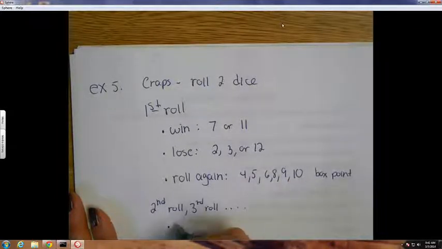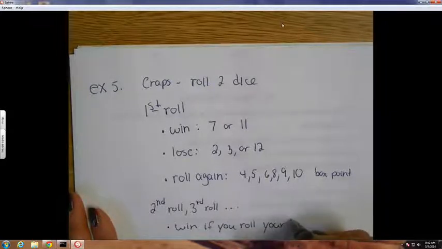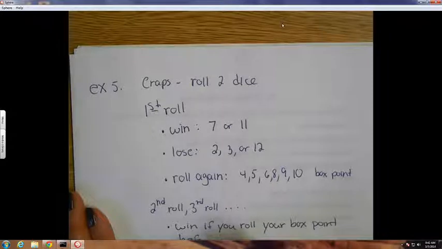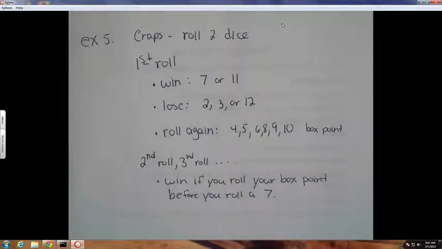You win if you roll your box point before you roll a 7. Yep. Okay, well, I think I understand the second part of it.